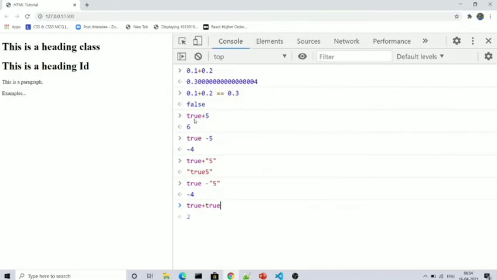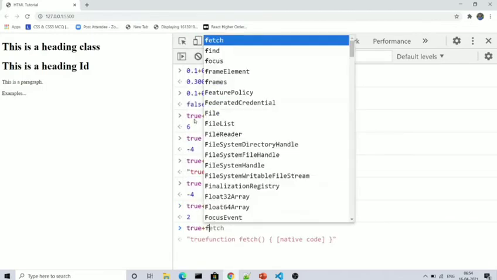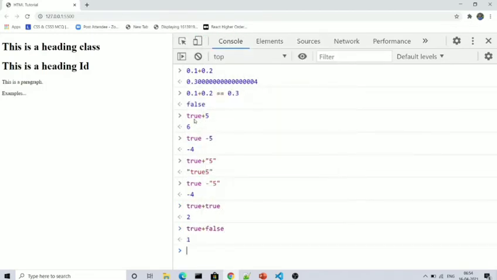True plus true, what will happen? 2. True plus false, what will happen? 1. So whenever there is a probability of not having the proper answer, JavaScript directly converts the boolean to a number first and sees whether we can perform this operation or not. If yes, then it executes that operation.